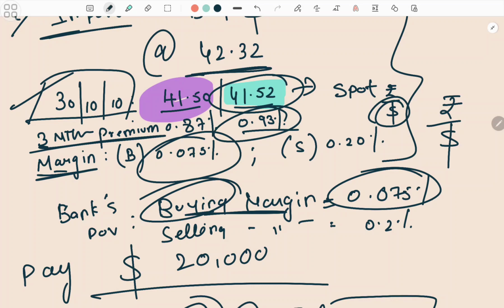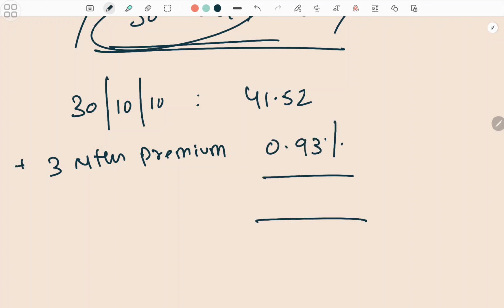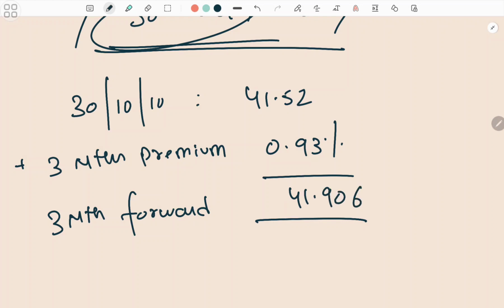Let's just calculate quickly. On 30th of October 2010, my buy rate would be 41.52, and after 3 months, the premium is plus 0.93 percentage. So my final rate, the 3-month forward rate the bank will quote, is 41.52 plus 0.93 percentage, which is 41.906. This is the rate, rupee by dollar.